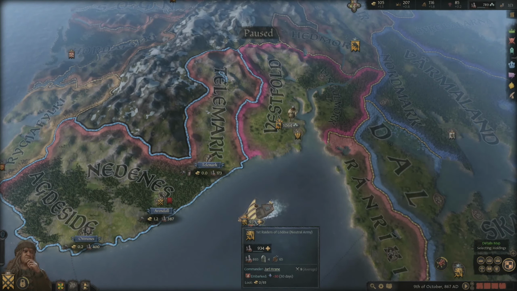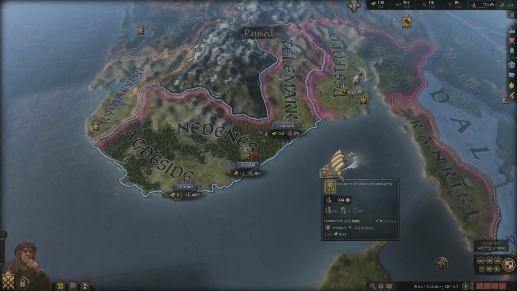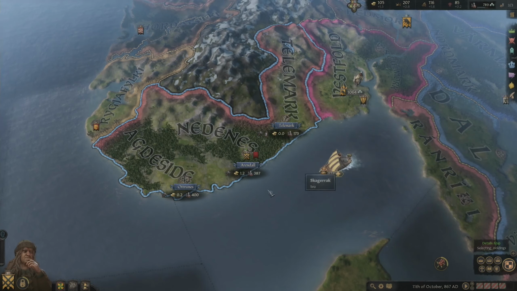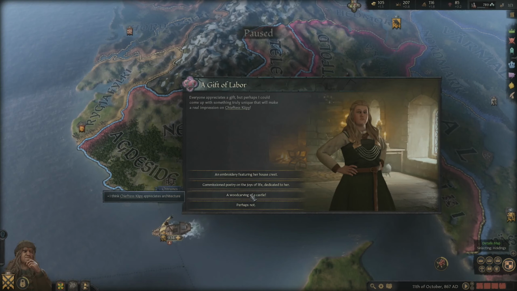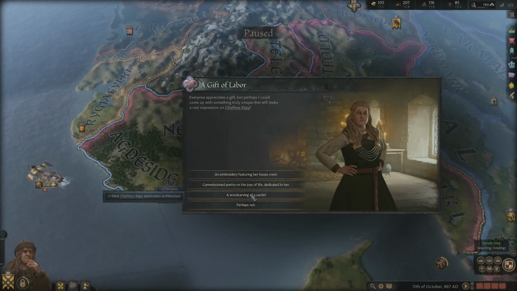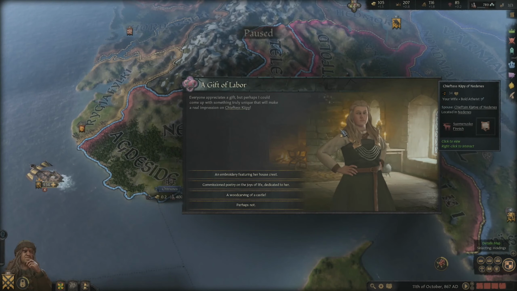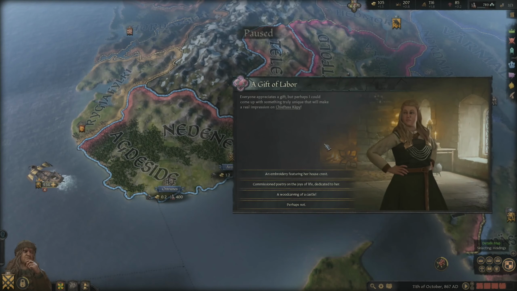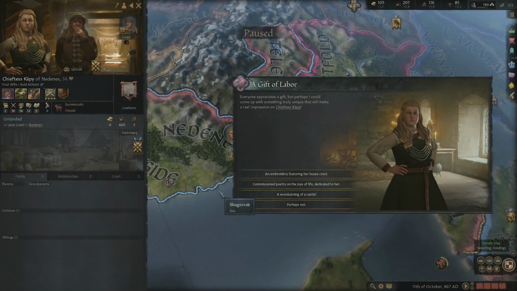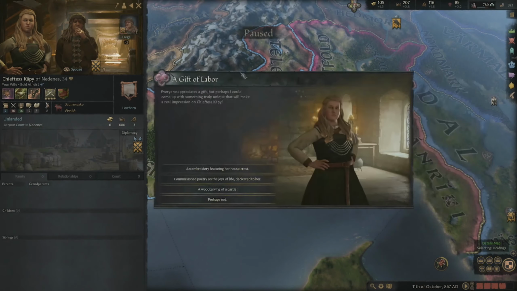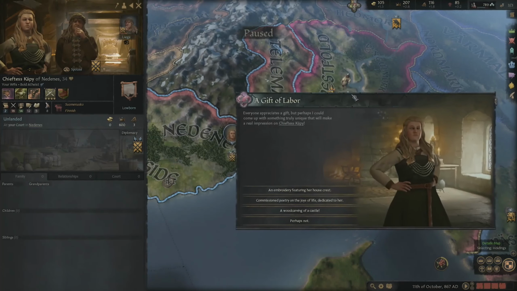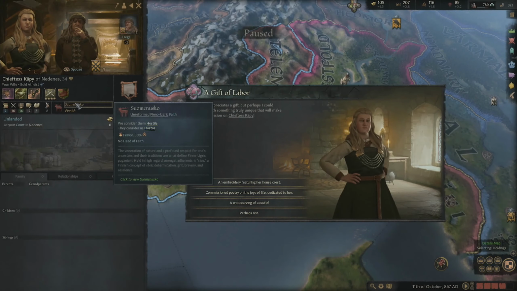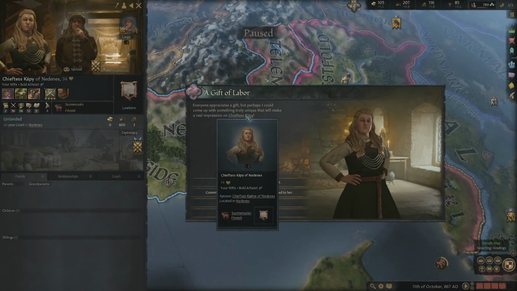I wish I knew where you were going, because if you land in my lands, you have way more men than I do. I'm concerned about that. A gift of labor. Everyone appreciates a gift, but perhaps I would come up with something truly unique that will really impress Chieftess Copy. Now, she is the person we're currently trying to seduce. That's our wife. So because of that, we got a pop-up that might increase the likelihood of her being seduced by us.